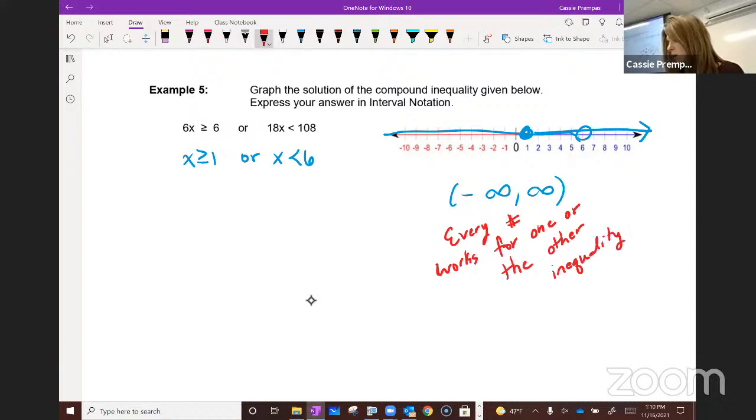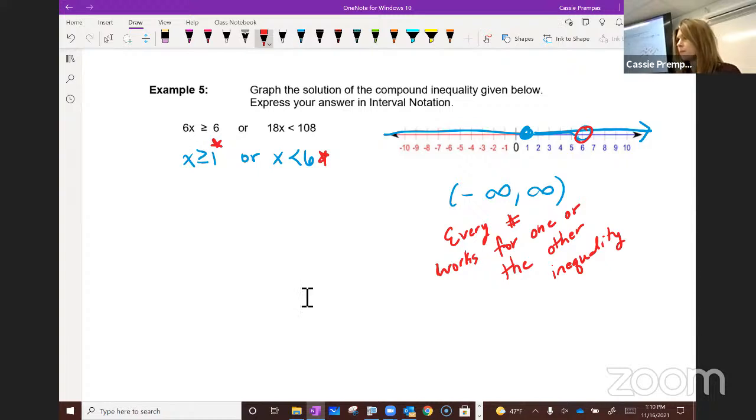If you were questioning, wait a minute, 6 has an open circle, you're correct in the fact that 6 doesn't work for this one, but it does work for this one. So I have to include it as a solution. Jay.